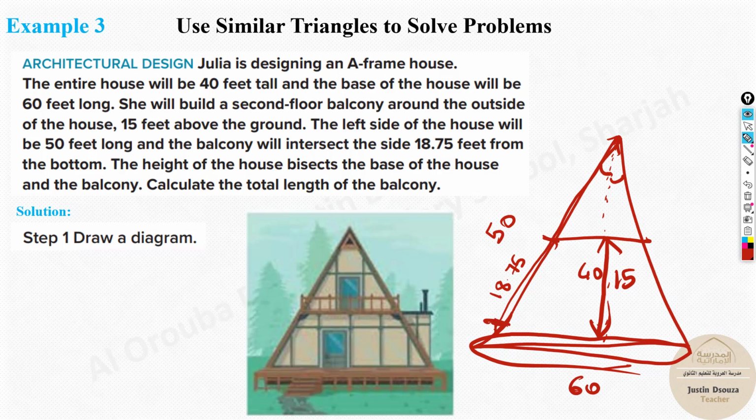And the height of the house bisects the house. Calculate the total length of the balcony. See, we know this is bisecting. That means these two are equal, okay? Now, we can consider this length. This is over here equal. And now this is similar.